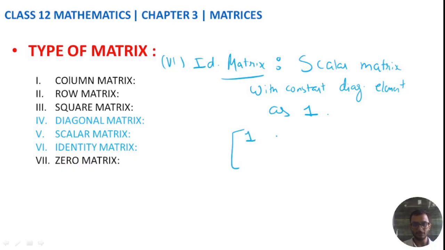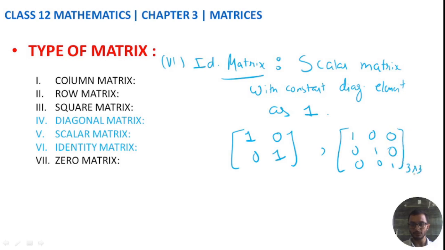So suppose I am taking this: 1, 0, 0, 1. I had told you to recall this, right? Remember this. We did this in scalar matrix. So this is an identity matrix, this is also a scalar matrix, and this is also a diagonal matrix. If I give one more example of order 3 cross 3: 1, 0, 0, 0, 1, 0, 0, 0, 1. So this is the identity matrix of order 3 cross 3 and this is the identity matrix of order 2 cross 2. Okay, why it is called identity I will tell you further.